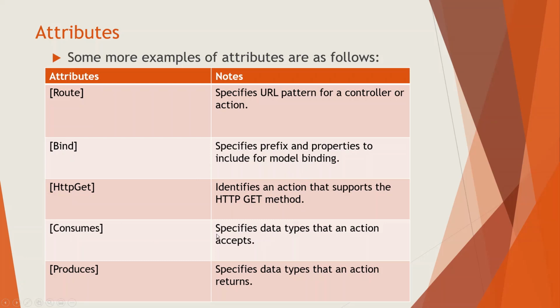And consumes attribute specifies the data type that an action accepts, and this produces attribute specifies the data types that an action returns. So one is for the data type that the action accepts, and one is for what it returns.